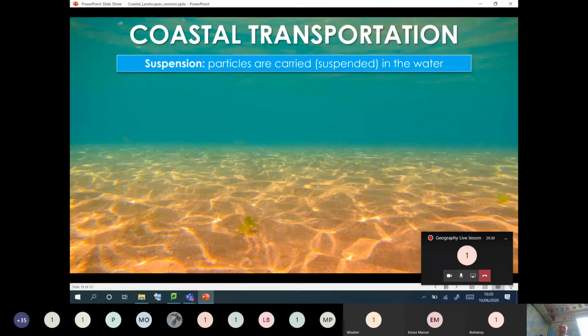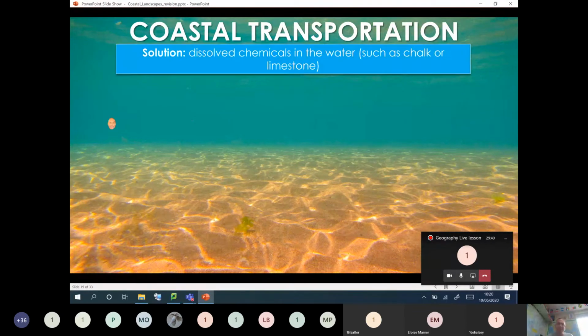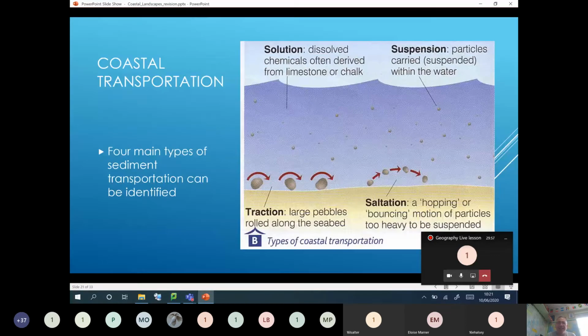Suspension. So these are the particles of rock carried, suspended by the water. There they go. All those rocks being suspended by the water. And finally, solution. This is where rocks have been dissolved into the water. So rocks such as chalk and limestone have been dissolved into the water, and they get carried along by the water, just like the rocks there.